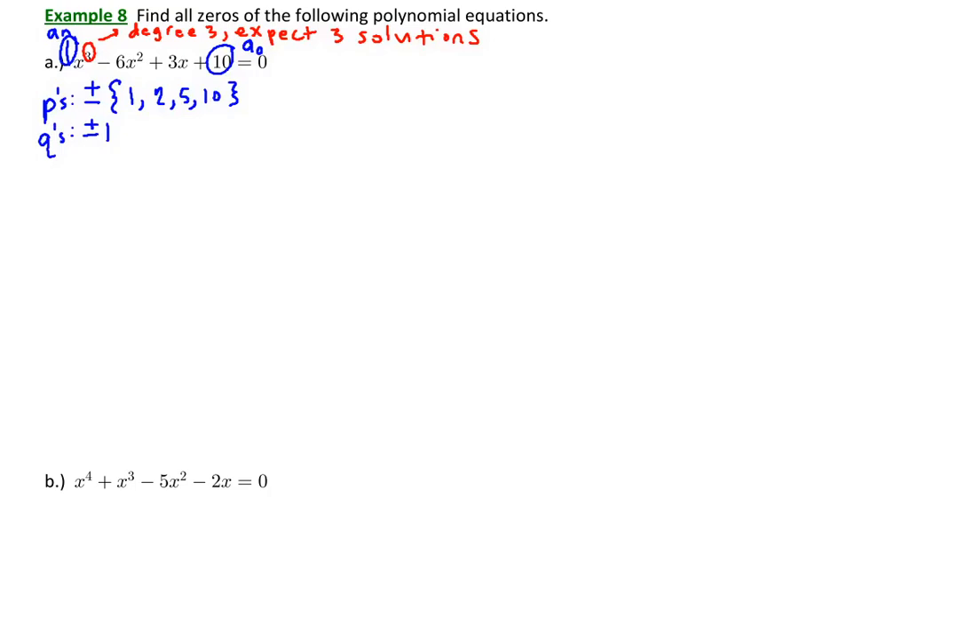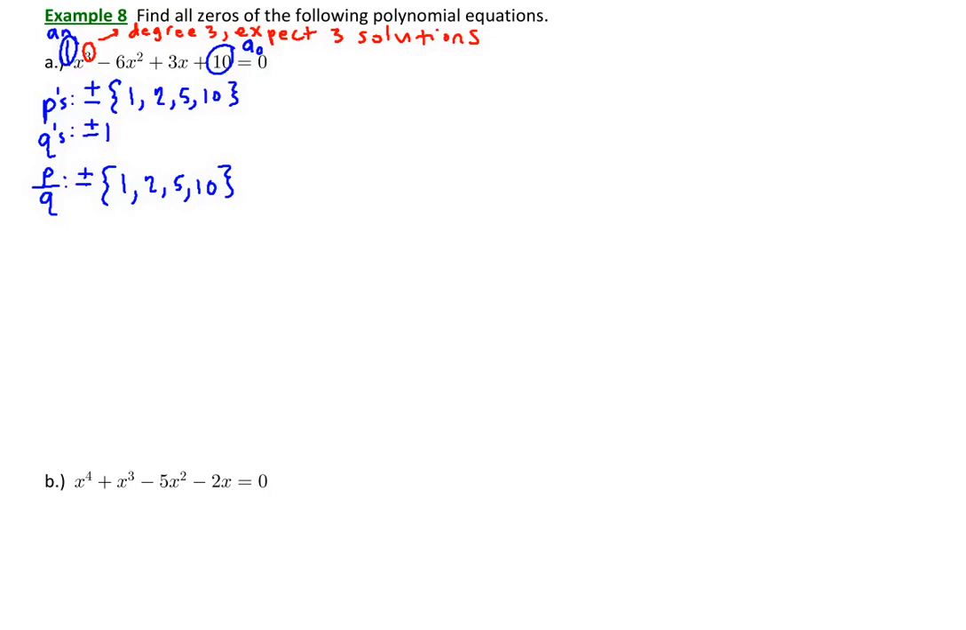So then we're going to form every possible combination P over Q. And once again, if I take all of those P's and put them over the Q, each one of those numbers divided by 1 just generates the list of P's again. So every possible rational zero includes 1, 2, 5, and 10. So if our degree 3 polynomial has a rational zero, it's somewhere in this list. And we just have to figure out which of those suspects is the culprit in the crime. Which of those candidates is a solution to the equation?